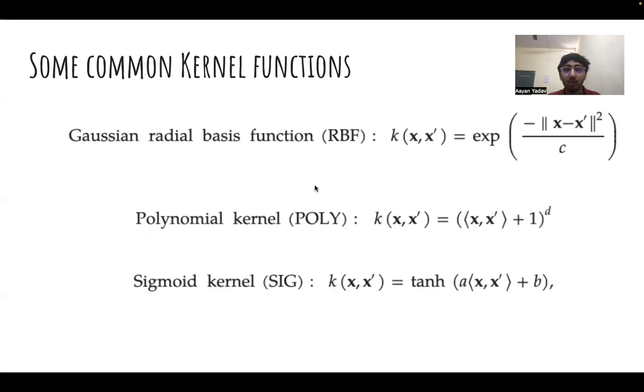So these are some common kernel functions. One can look into them later. There is the Gaussian radial basis function, polynomial kernel function, sigmoid kernel function. There are many such functions. These are some examples I have placed to give an idea.